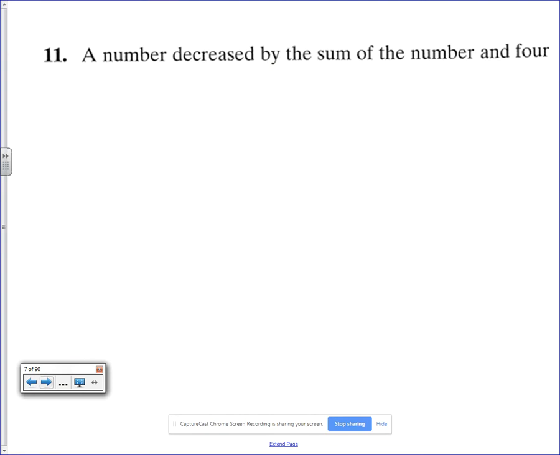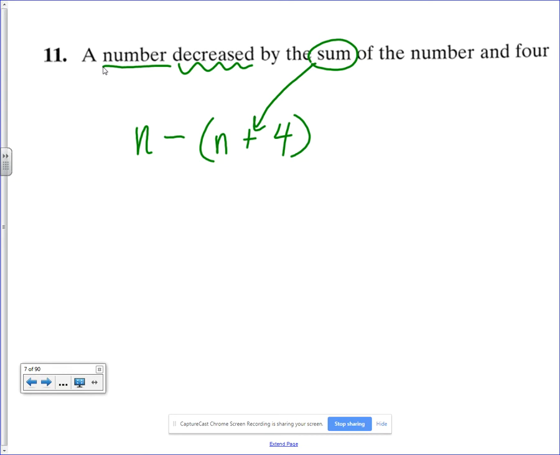Okay. A little bit different this time. It says a number is decreased by the sum of the number and 4. Okay, it would look something like that. So here's my sum, and notice it goes in parentheses to keep that sum together. Now I'm going to have to distribute that negative sign, which looks like that. n minus n cancels, and all that I'm left with is negative 4. Looks good.